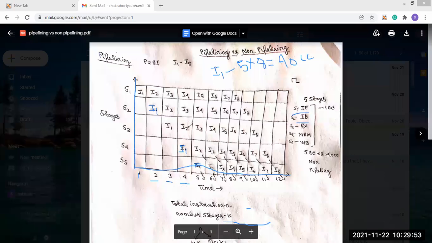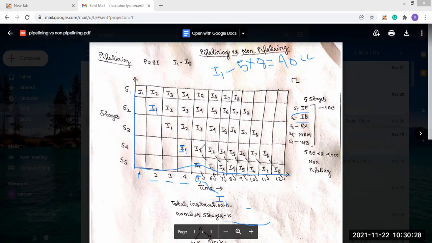If we use the non-pipelining architecture, till the fifth clock cycle only I1 would be executed and no other instruction would be in the frame. After completing I1, then I2 would start from stage 1, then stage 2, then stage 3. So after 5 clock pulses, instruction 1 gets executed.